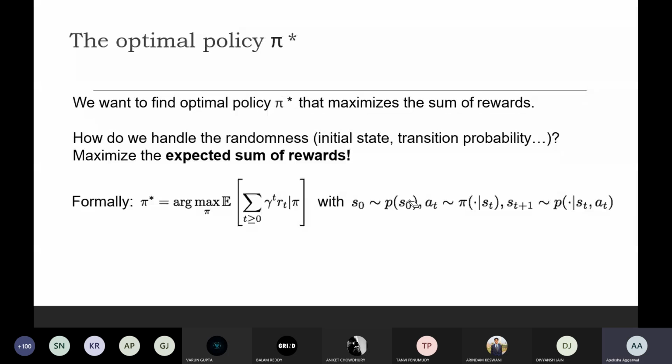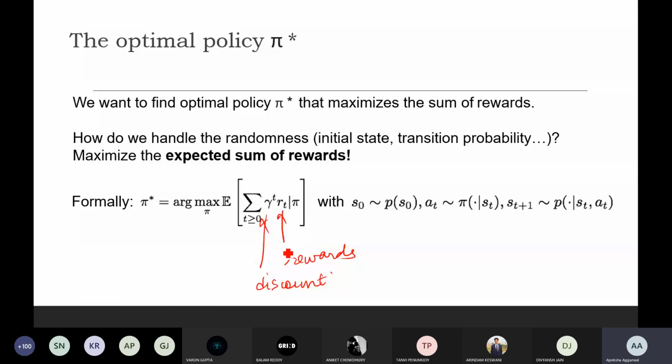So how do we do that? Let's see. This is the formal definition. This is a little bit complex equation, but if you have a look at it, this is the rewards, and this is the discount. Discount multiplied by rewards.